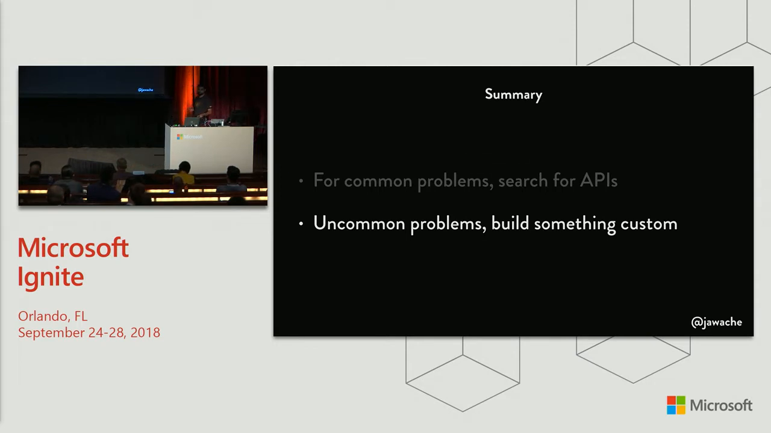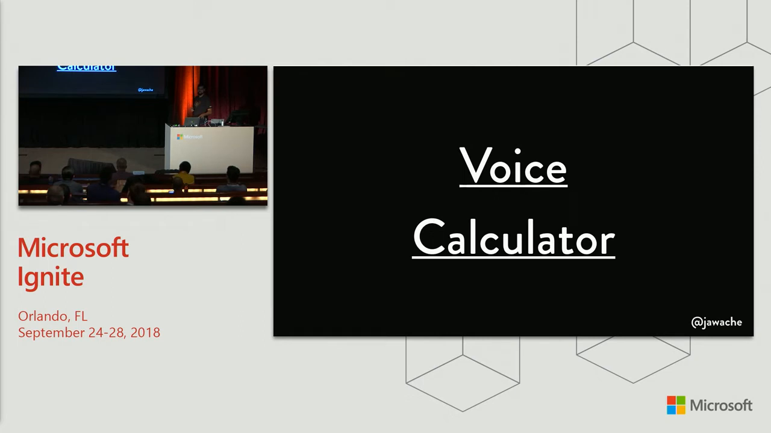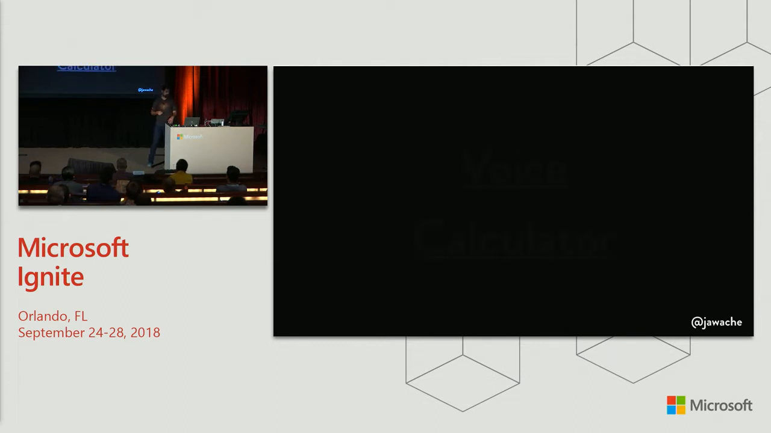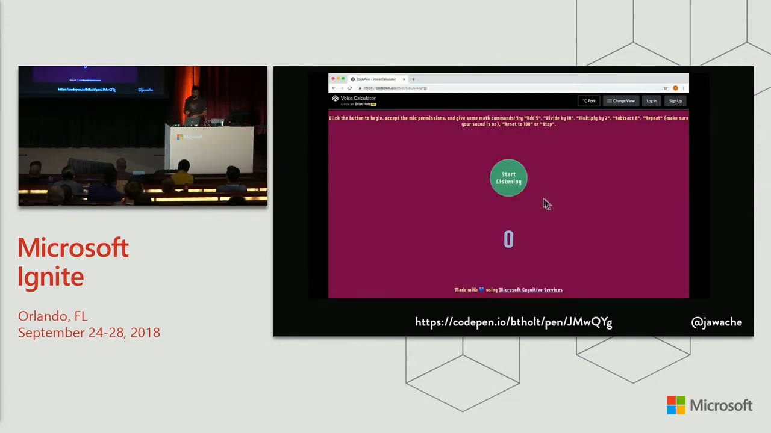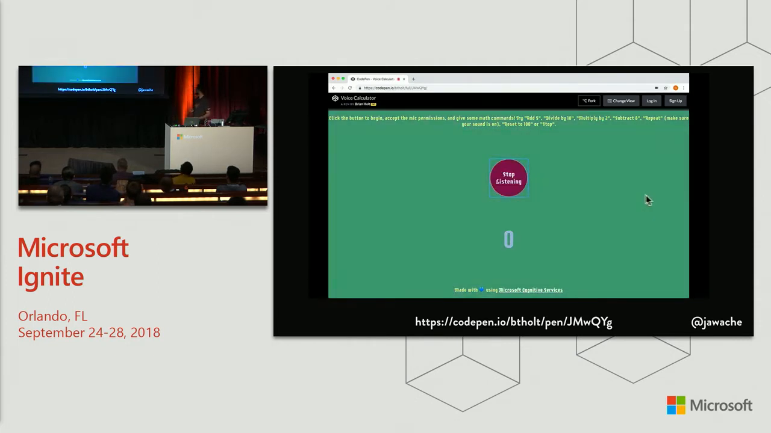All right. Voice calculator. This is another demo on AI.js Rocks by my colleague Brian Holt. Hopefully, the sound will work. We'll see. Add 5, multiply 3, subtract 2.